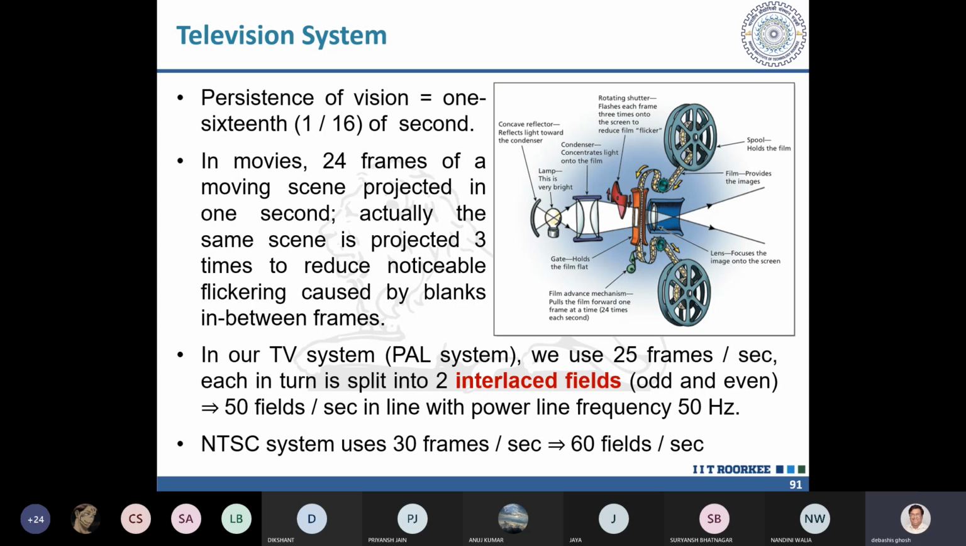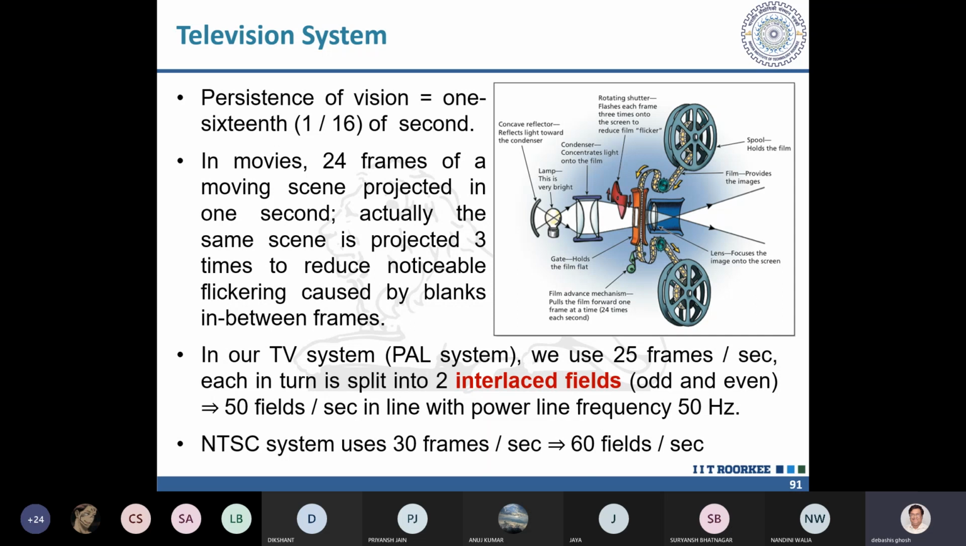Now coming to how we actually get this moving picture. You see a video, a moving picture, how is it actually generated? Going back to the old days motion picture movies, you still go to the cinema hall and see movies, but nowadays movies are projected through digital projectors. In earlier days, there used to be projectors through which you used to project.